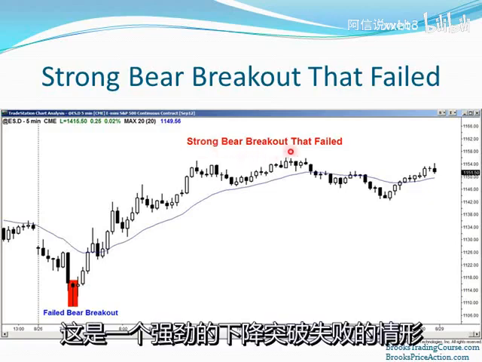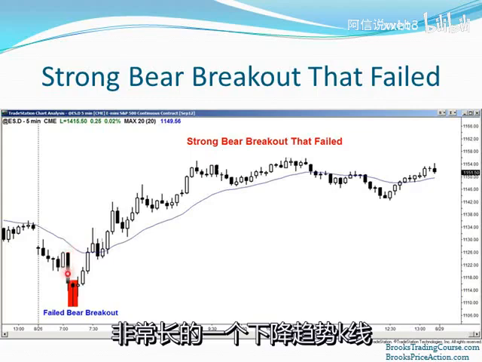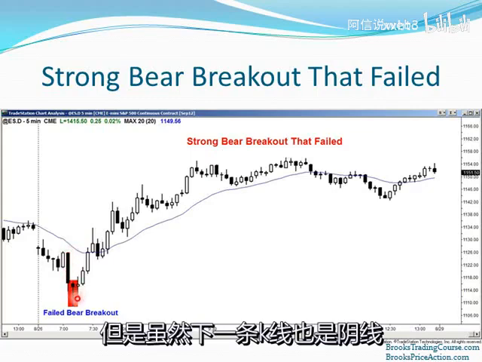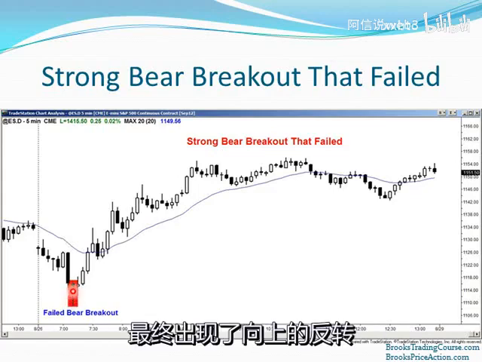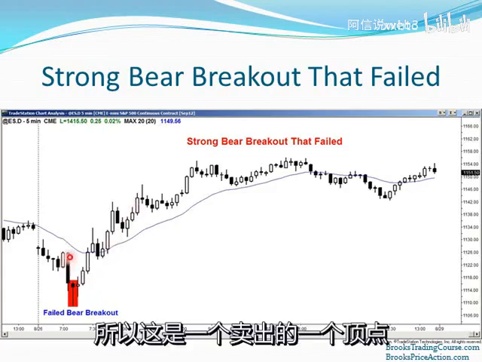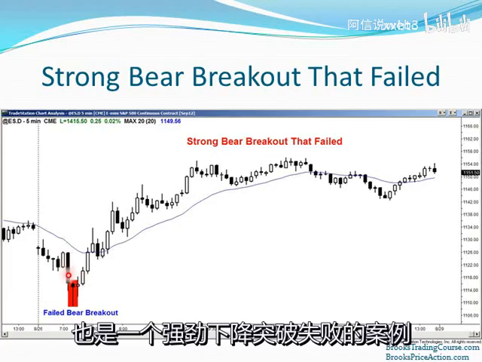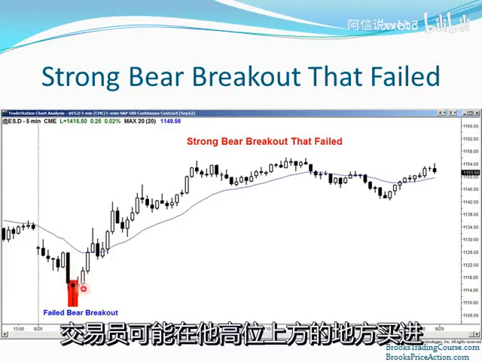Here's a strong bear breakout that failed. A very big bear trend bar, but the very next bar has a bear body, good for the bears, but it has a huge tail and led to a reversal up. So this was an exhaustive sell climax, and it's an example of a strong bear breakout that failed. Traders might buy above its high.